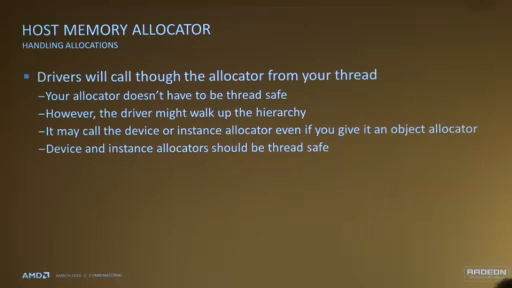So what you might want to do is make a thread-safe allocator for your instance allocator and device allocator, and then use a fast, free-threaded allocator for your per object allocator. And then when the driver does use the per object allocator, it goes fast because you can guarantee that you have a per thread allocator, for example.